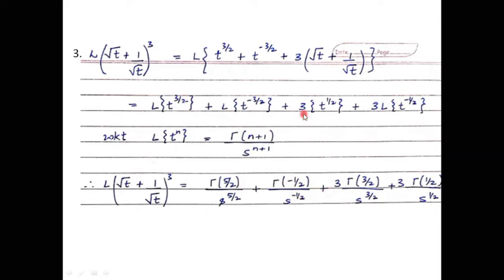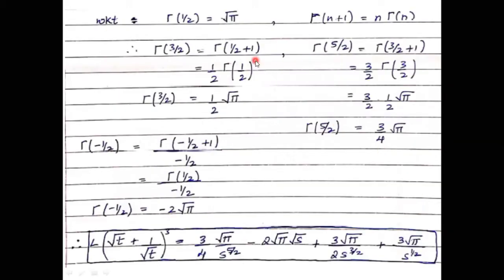Plus, I have taken 3 outside, t power half. Gamma half plus 1 plus 3 by 2 divided by s power 3 by 2, plus this 3 I have taken outside. Laplace transform of t power minus half is minus half plus 1. Minus half plus 1 is half, gamma half divided by s power half.